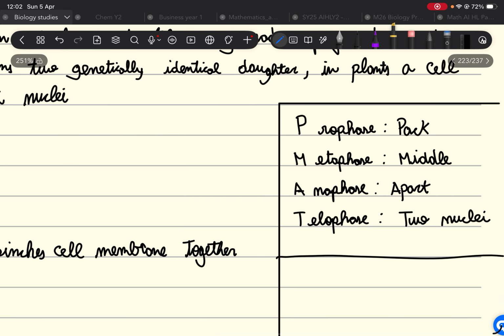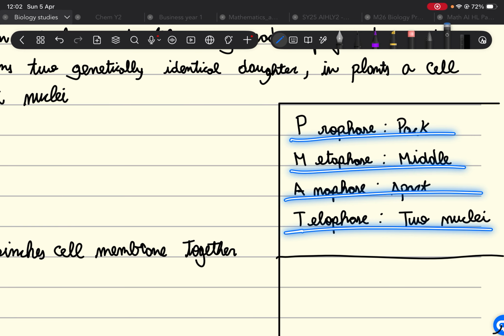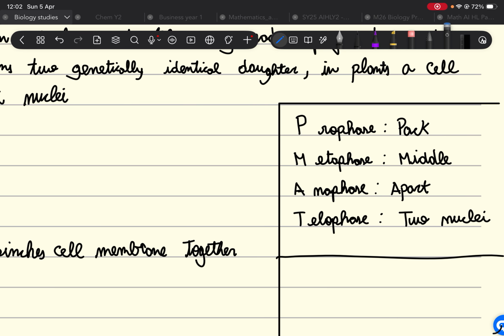If you don't have enough time to watch this video, I just want to show this, that I think it's very interesting. So we got the prophase, the metaphase, the anaphase, and the telophase. Ways that you can remember: the P will be for pack, the M will be for middle, the A will be for apart, and the T will be for two nuclei.